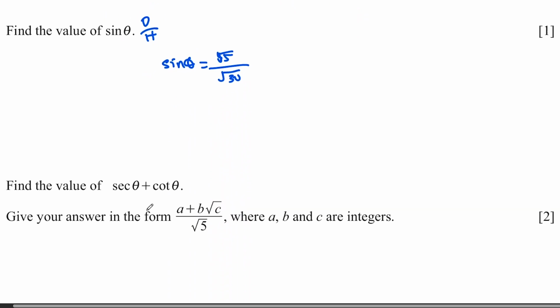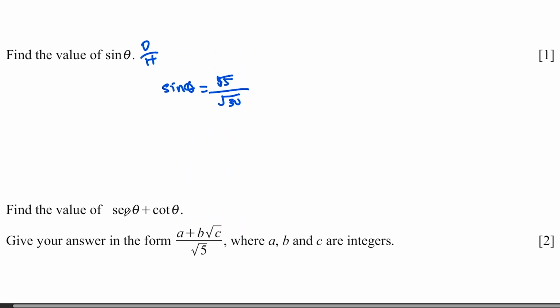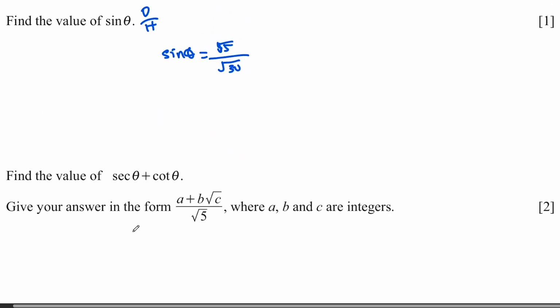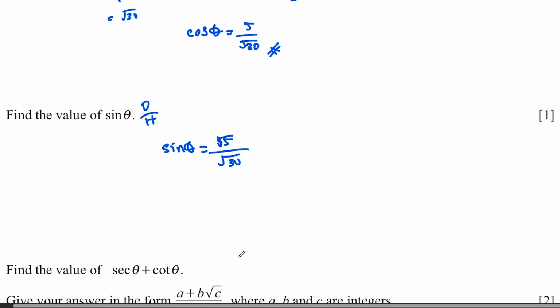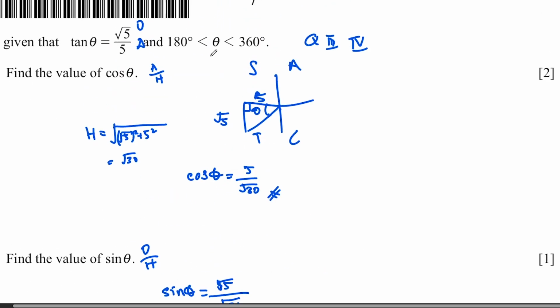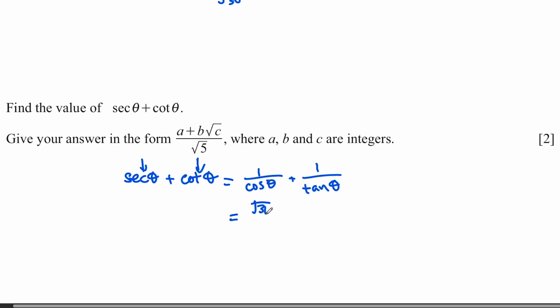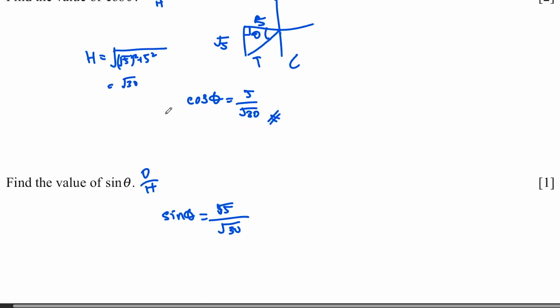Okay, next find the value of secant and cotangent theta. And now they specify the form that they want, right? In this form where there's a square root 5 at the bottom. So secant theta and cotangent theta, I'll just rewrite that first. Secant, looking at the third letter, that will be cos, so there will be 1 over cosine. Third letter of cotangent, that's a t, so there will be 1 over tangent. Okay, so take the reciprocals of each of these, and 1 over cosine, we get square root 30 over 5. 1 over tangent, we get 5 over square root 5.